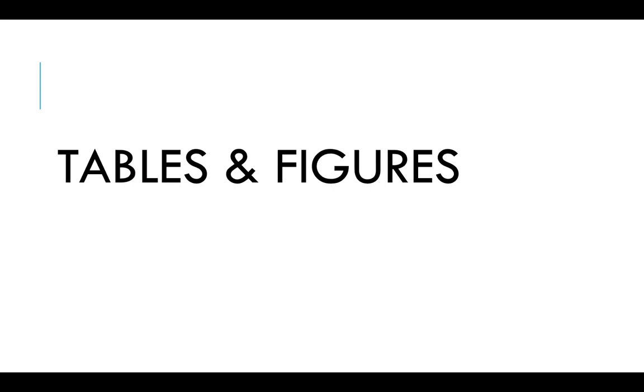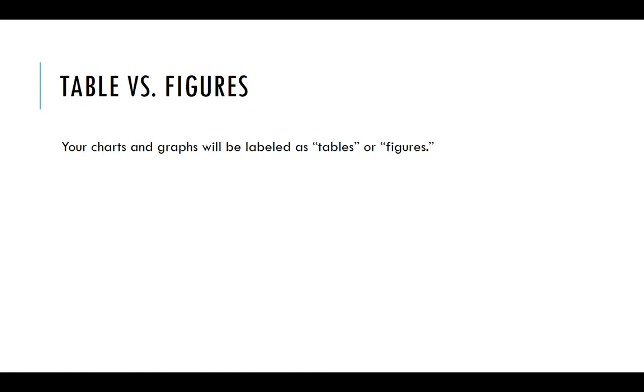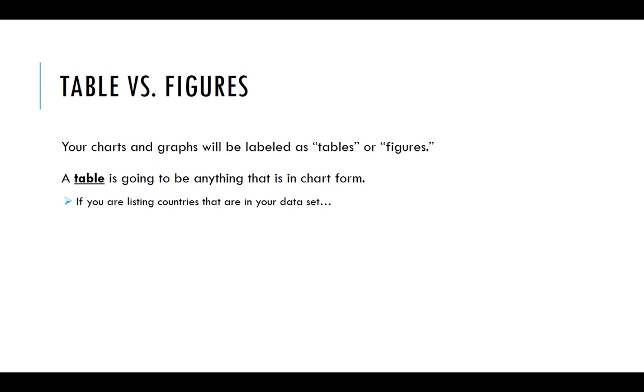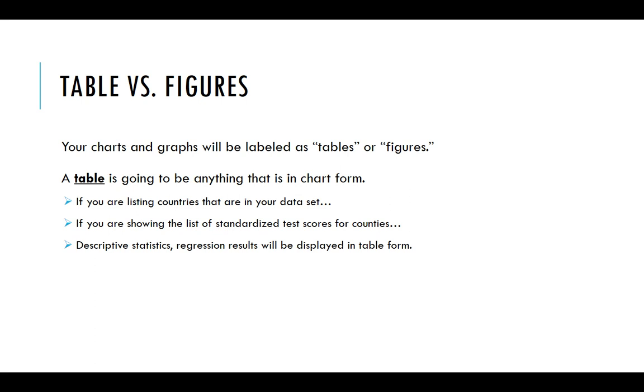Now, obviously, we're going to have tables and figures in different reports that we work on. Your charts and graphs will be labeled as either tables or figures. And a table is going to be anything that is in chart form. So if you're listing countries that are in your data set, or you're showing a list of standardized test scores for different countries, or maybe you have descriptive statistics or regression results, which we'll be doing later, then you're going to have a table. So we call them tables. We do not call them charts.